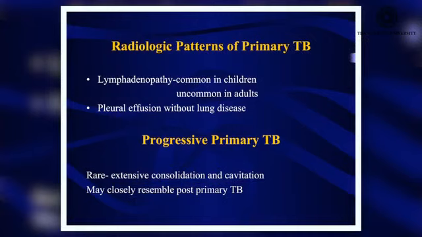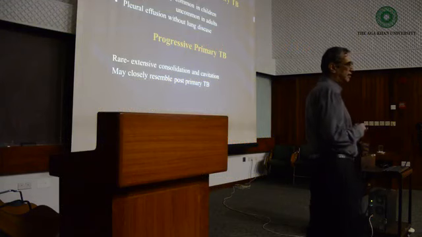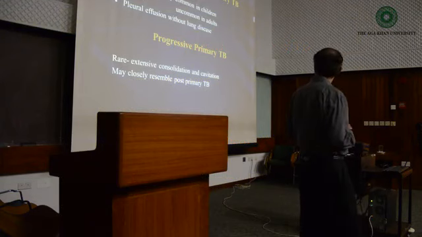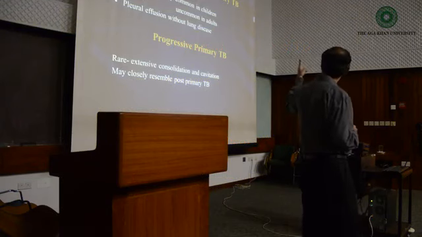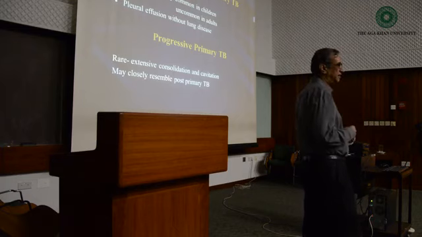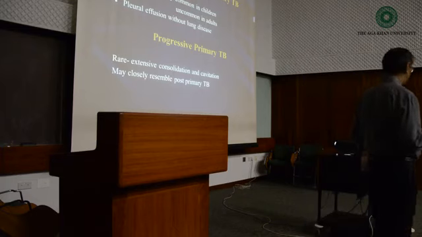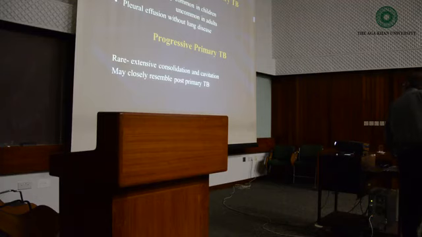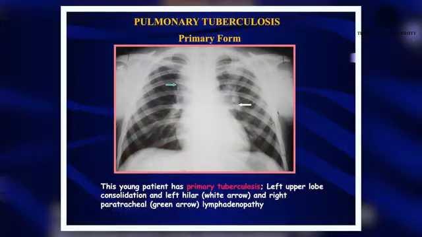Progressive TB, if it does not improve or get treated, then it keeps on increasing. More and more of the lung is affected, cavities are formed, and it may closely resemble post-primary TB. So this is the course less often followed, which is progressive. Usually there is an episode and there is recovery with or without treatment. So can you see there's an arrow showing you a lymph node?